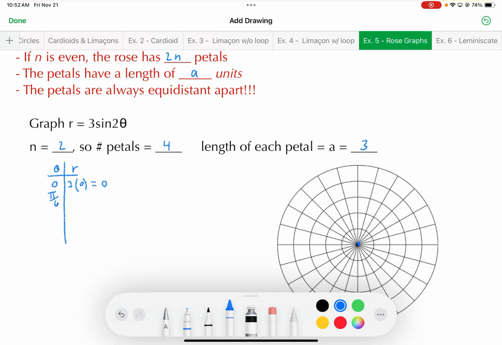Okay, let's go to pi over 6 next. So when you plug pi over 6 in, it gets doubled, and it actually turns to pi over 3. So sine of pi over 3 is radical 3 over 2. And that's going to approximate, after you triple it, to 2.6. Right about there. Oops, next one.